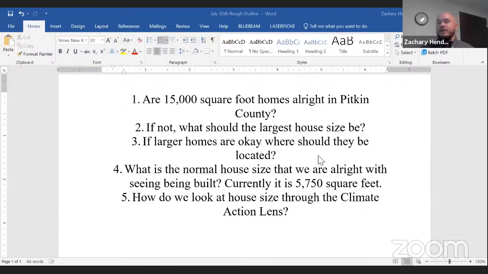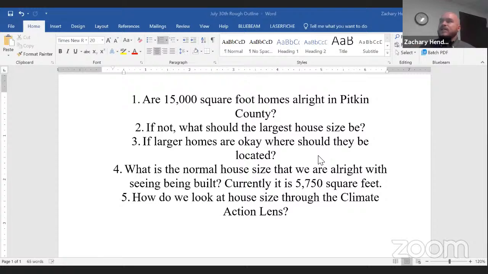Right now in the code, as we've mentioned before, you're exempt from the growth management system up to 5,750 square feet. So if you buy a lot, you can just build straight up to that. You don't have to go through the growth management system. You submit a planning application, it meets the code requirements, you submit for a building permit, and you can build it.